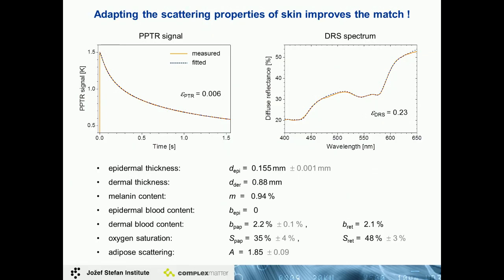We're still not ecstatic about this number, but a lot of other groups are reporting similarly low numbers, but I'm not sure if we really understand how this comes about. The melanin content is around 1%. This is type 1, type 2 kind of skin, probably closer to type 2.